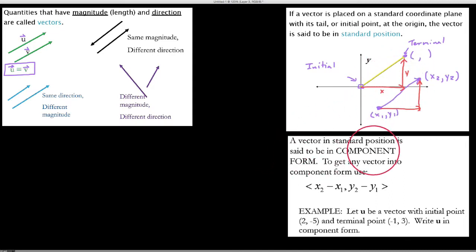Okay, so we say a vector in standard position is said to be in component form. That is, anything starting at 0, 0 is in component form because I just have to tell you where it ends. So component form assumes that your vector is in standard position or starts at the origin.